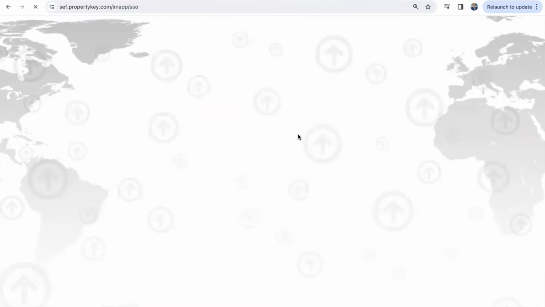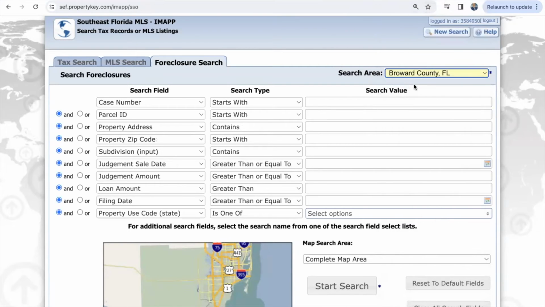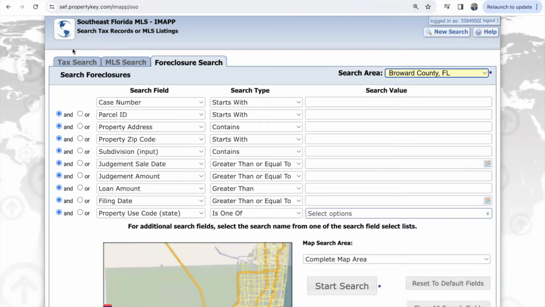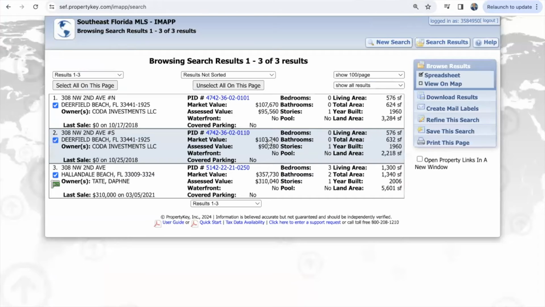And of course, it kicked me out. It always does this when I'm in class. All right, so let's switch back to Broward County. We're in foreclosure search. Let's get out of that. Let's go to tax search. All right, 308 Northwest 2nd Avenue. Okay. Deerfield, Hallandale. Hallandale's right there.